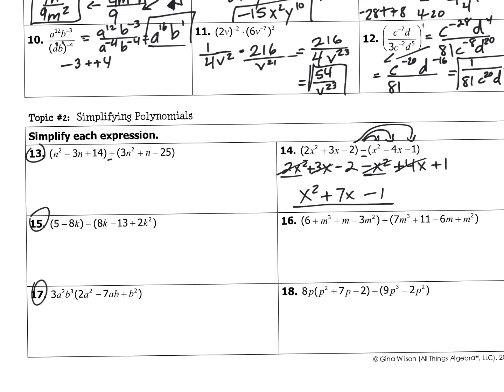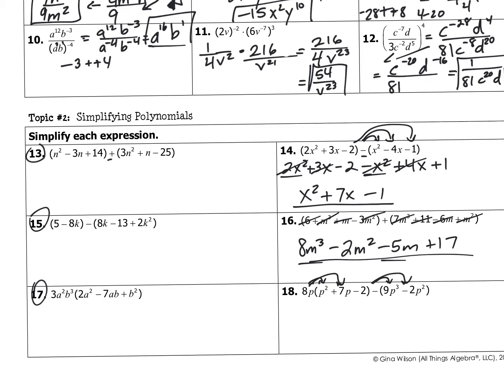Number 16, we're adding. So just combine like terms. You don't even really have to drop the parentheses. m to the third plus 7m to the third is 8m to the third. Negative 3m squared plus m squared is negative 2m squared. Negative 6m plus m is negative 5m. And 6 plus 11 is 17. Easy.